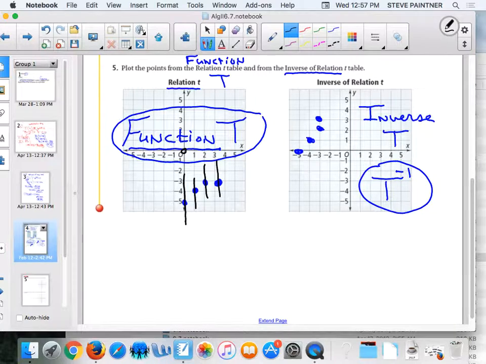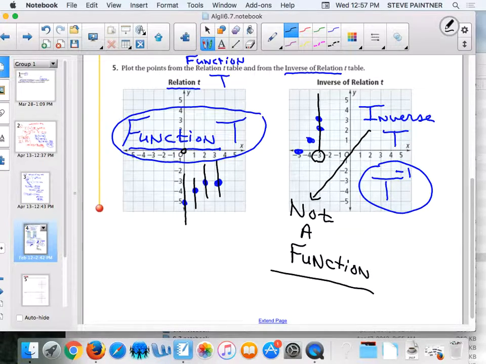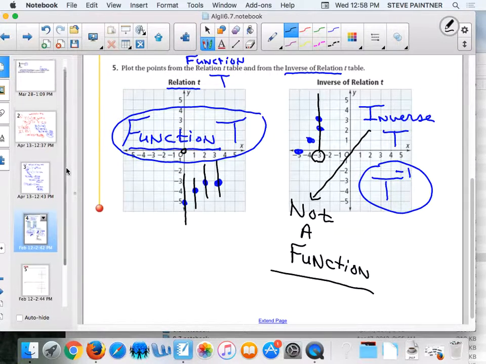Is the inverse a function? No? Why not? Look at the number -3 for x. If you put -3 in, you hit how many y values? 2. So if you hit a graph twice or more, it's not a function. So is the inverse a function? No. You will be asked this over and over today. Is it a function? No, because I hit it twice. Okay? Got it? All right. I think that's pretty easy for us.